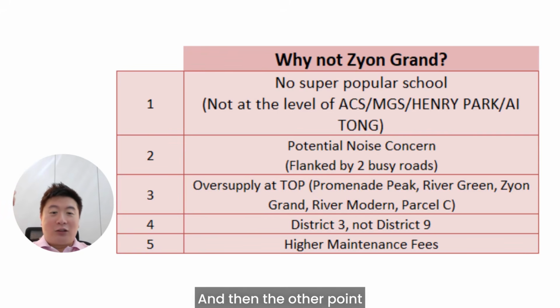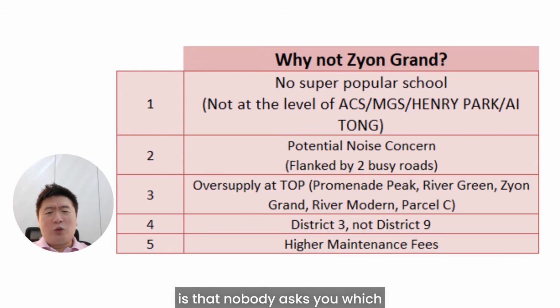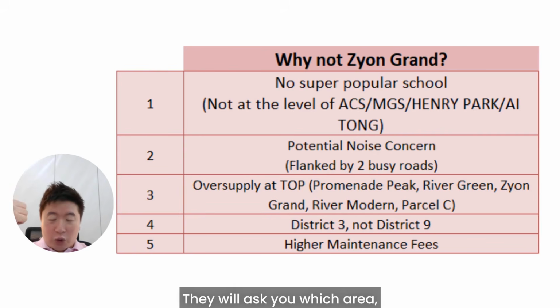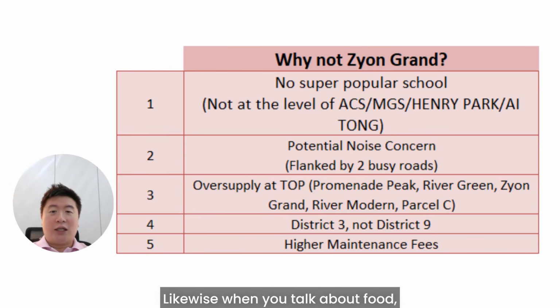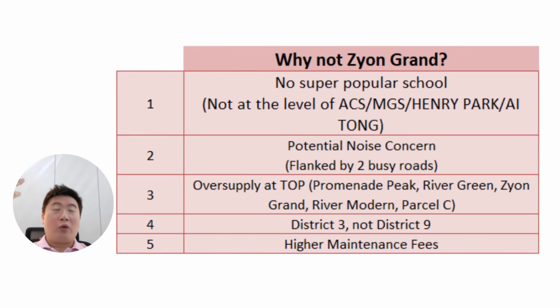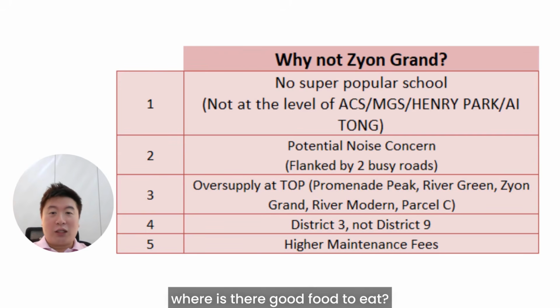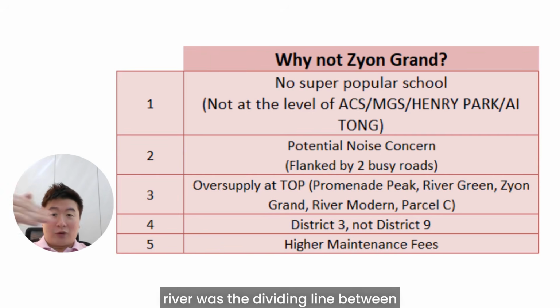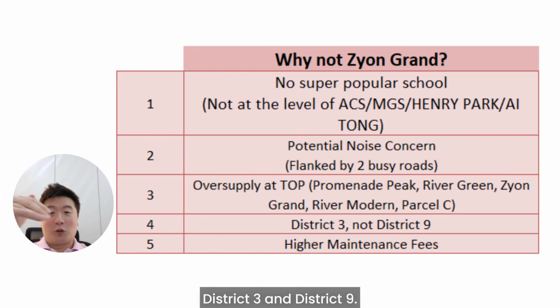And then the other point is that nobody asks you which district you stay, right? They will ask you which area, not which district. Likewise, when you talk about food, where is there good food to eat? You wouldn't use district as well. You would talk about area too. So yes, I don't think this is too big of a concern. If you don't tell people, I don't think people know that the river was the dividing line between District 3 and District 9. Okay. Last one, higher maintenance fees.